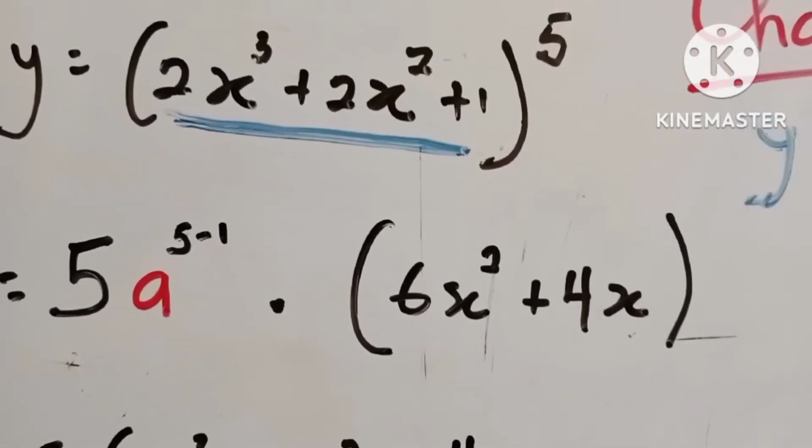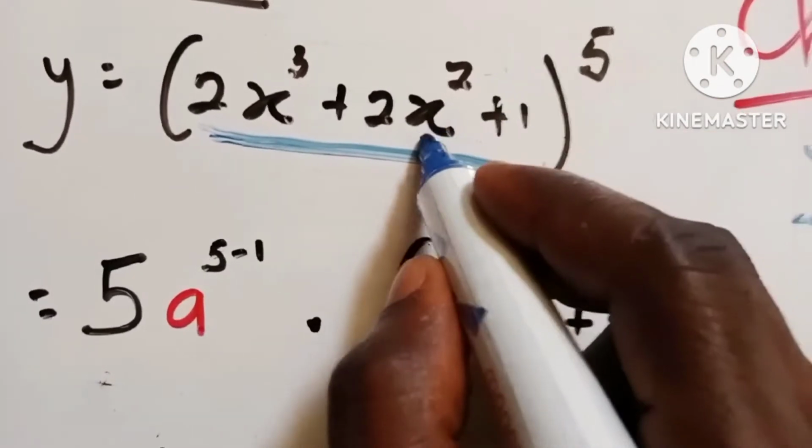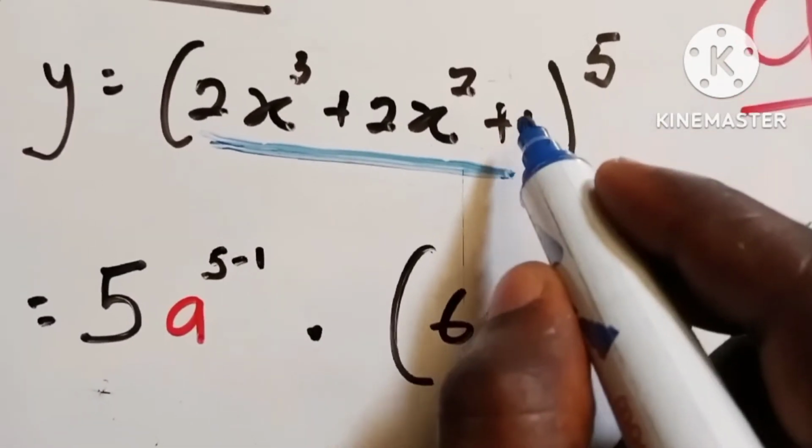Once again, there is a video on this, so try and check that. That is the rule here: if you differentiate something that does not contain any variable, it becomes 0.